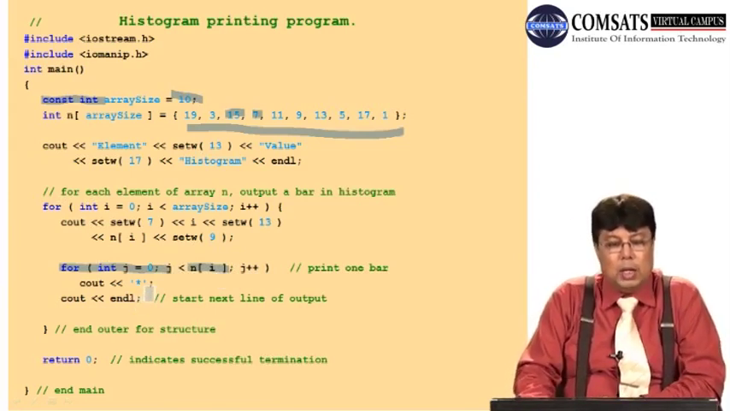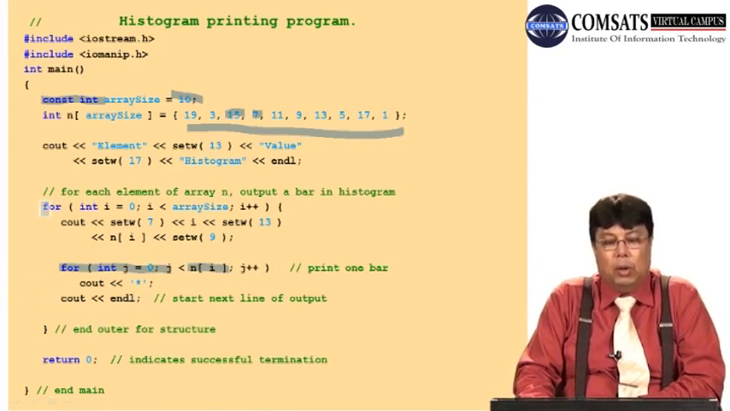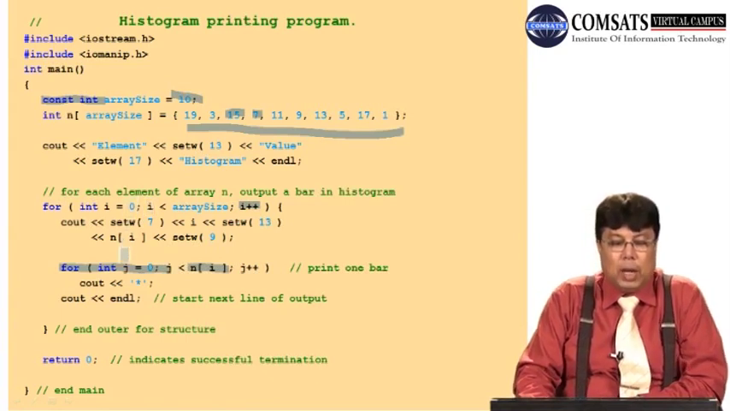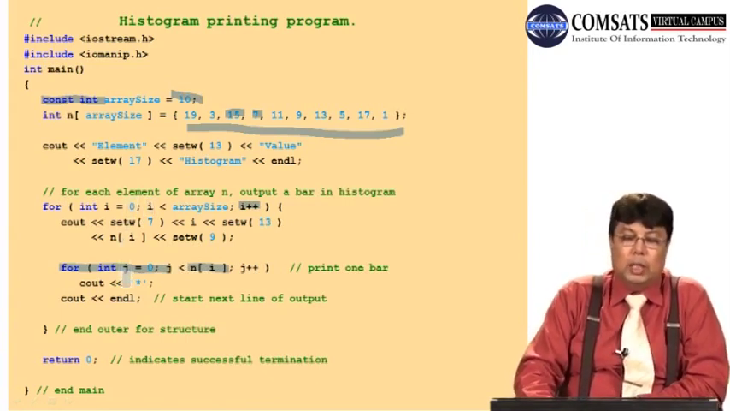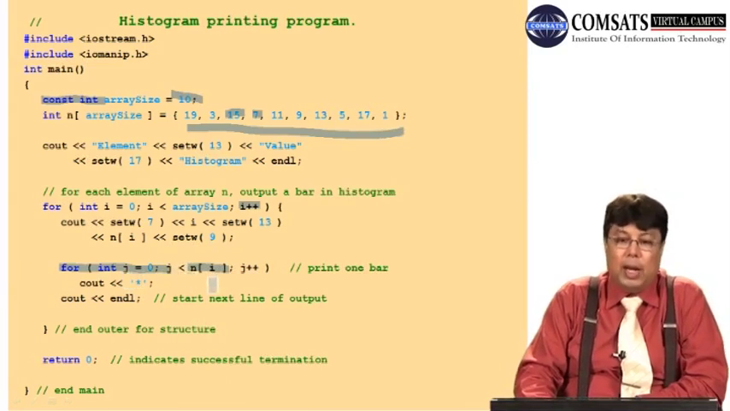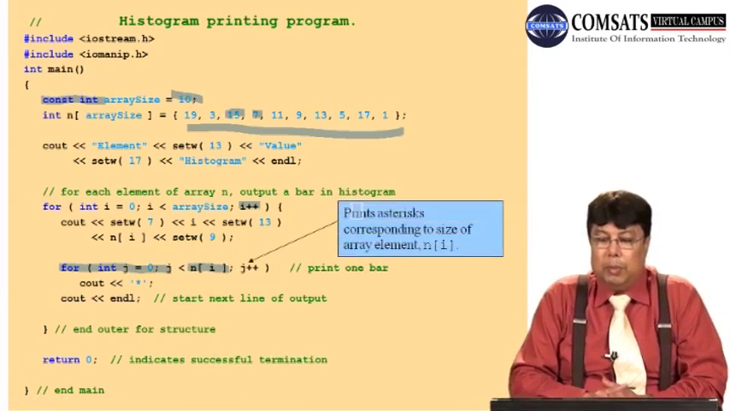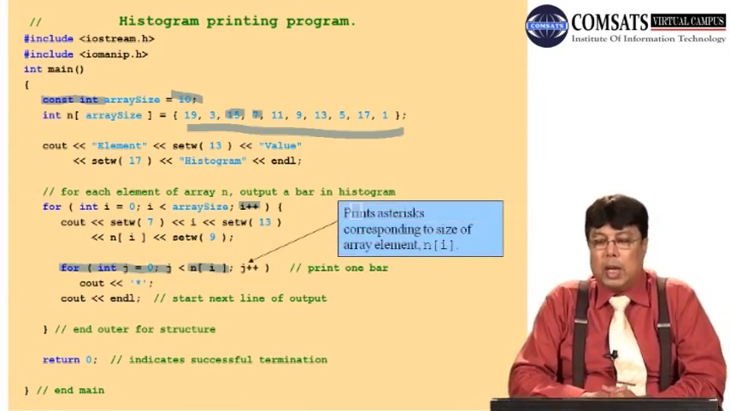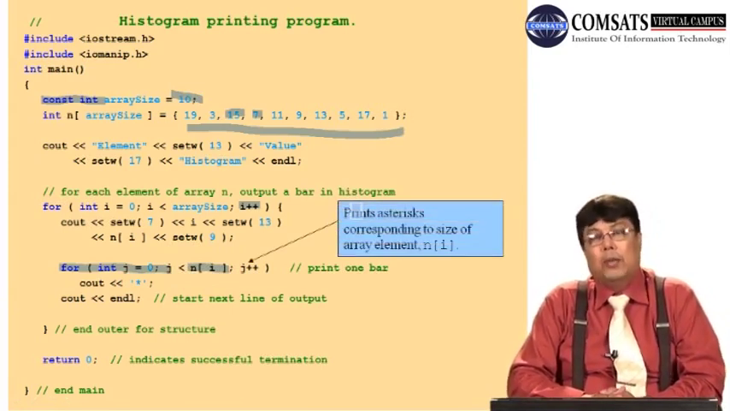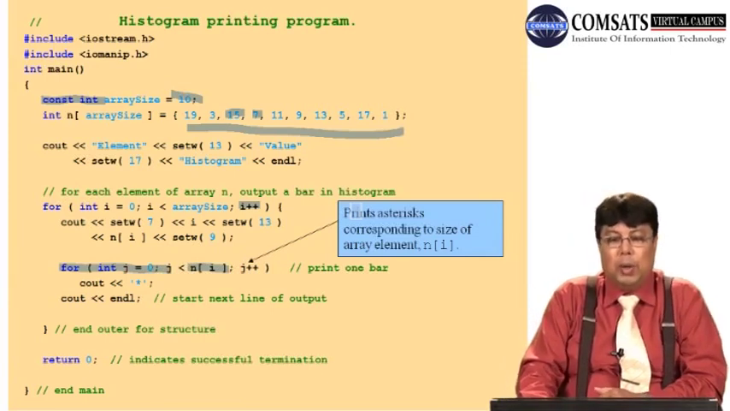Okay, when the loop is terminated, it goes back to the main loop, the outer loop, and now the value of I will be updated by this I plus plus. The next value of I should be equal to 1, and now it will come back again to the inner loop. This loop should run for n of 1, and n of 1 is 3. Okay, so it will print static corresponding to the size of the array elements n of I. And how should it print?